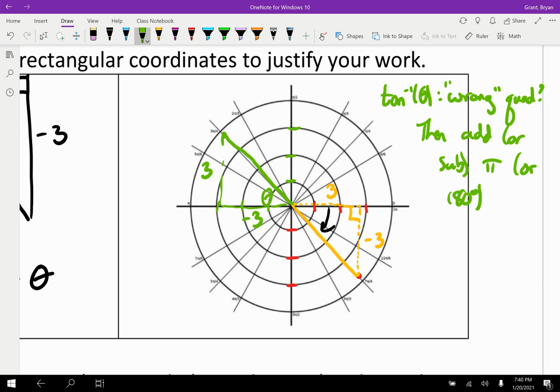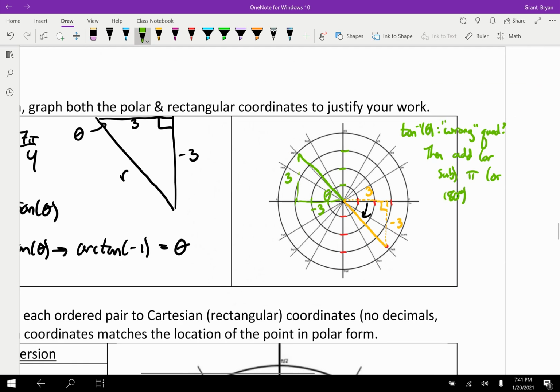Again, I'm not sure that any of this would ever happen. This is mostly trig knowledge, but we do need a good background in trig to understand polar graphs.